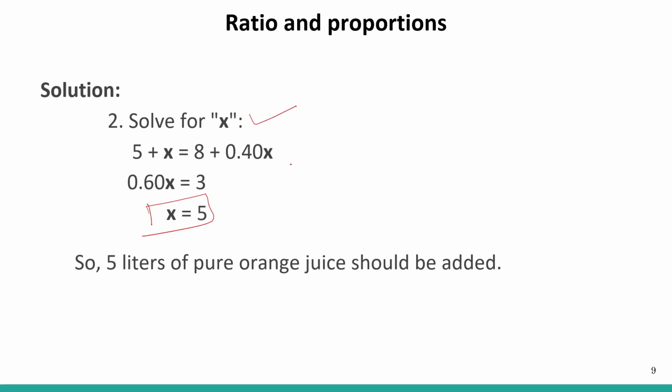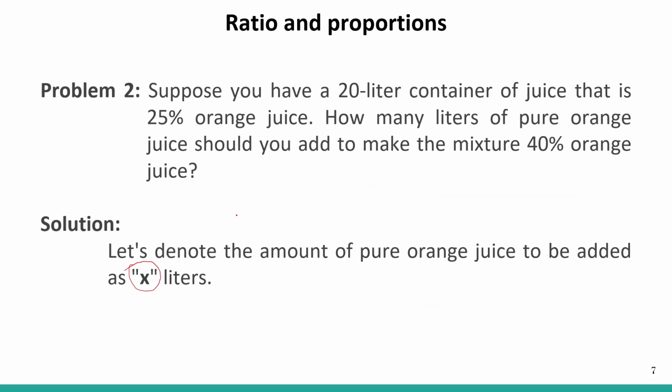As we solve for x, we have now arrived at a conclusion: the amount of pure orange juice, in liters, to be added so that the orange juice concentration becomes 40% of the total volume. As you can see, if you have a 20-liter container of juice that is 25% orange juice, you need to add only 5 more liters of pure orange juice to make the mixture 40% orange juice. The concentration will become 40%.